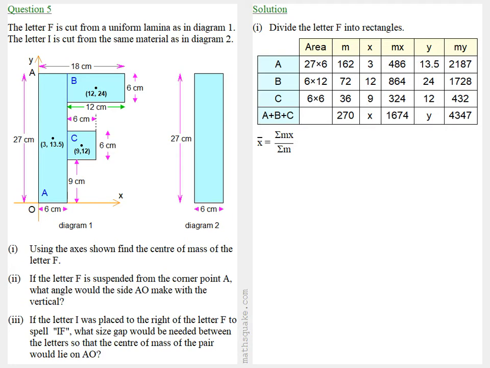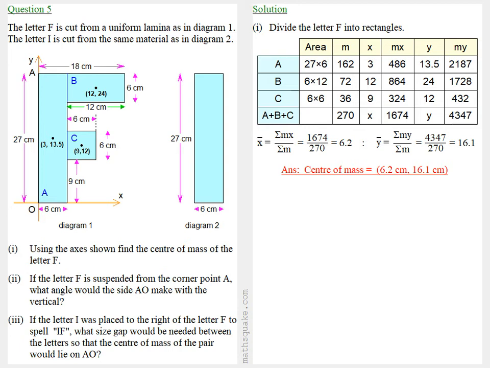Now for the total letter F, we've got x bar is equal to the sum of the mx's over the sum of the m's, which is equal to 1,674 over 270, which equals 6.2. And y bar is equal to the sum of the my's over the sum of the m's, which is 4,347 over 270, which is 16.1. So the centre of mass is 6.2 centimetres, 16.1 centimetres.